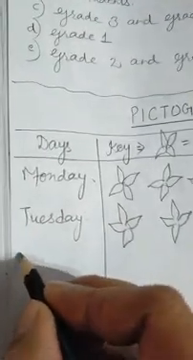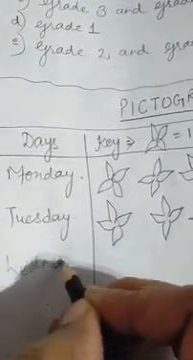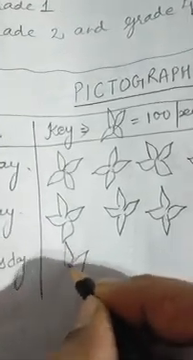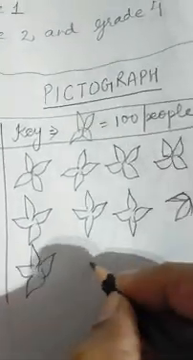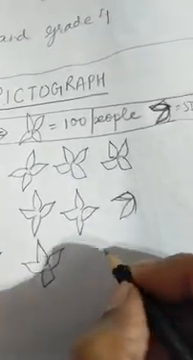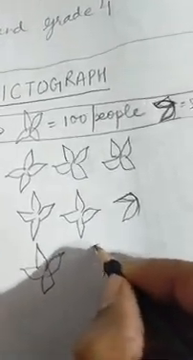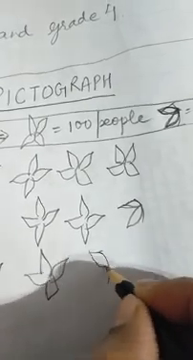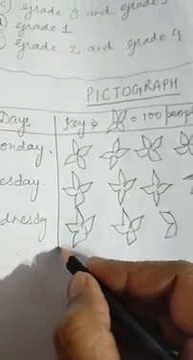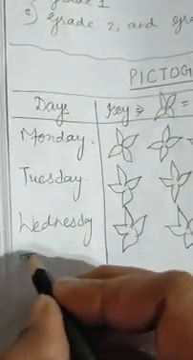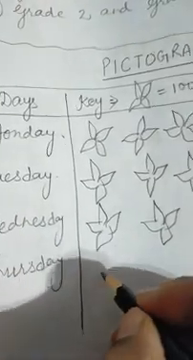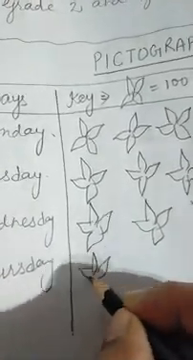The next is Wednesday. Wednesday there is 250. 1 flower means 100. Then second flower 200. Then half 50. It has become 250. Yes, then there is Thursday. Thursday there are 300, so 3 flowers we will draw.